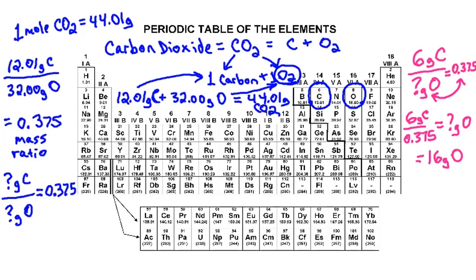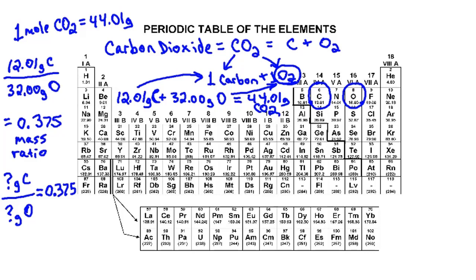And so if we know we have in carbon dioxide 1C plus O2 equals CO2, then 6 grams of C plus 16 grams of oxygen gives us 22 grams of CO2.